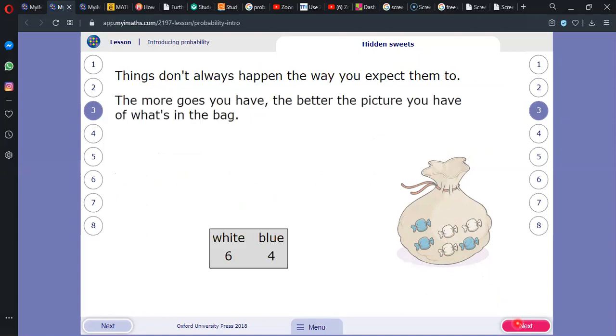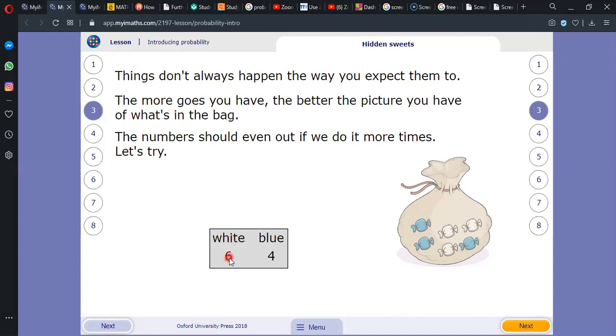But the more goes you have, in picking the sweet out and returning and picking again, the better the picture you have of what is in the bag. Now, the numbers should even out if we do it more times. That means the more times you do an experiment, the better the outcomes that you have. So white outcomes will be getting closer and closer to even out with the blue outcomes.